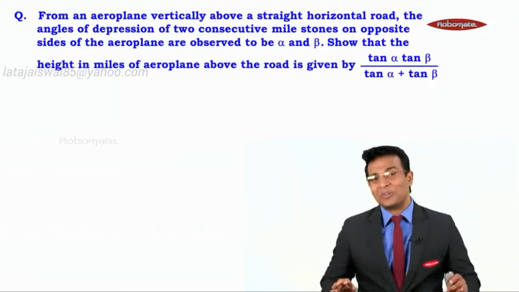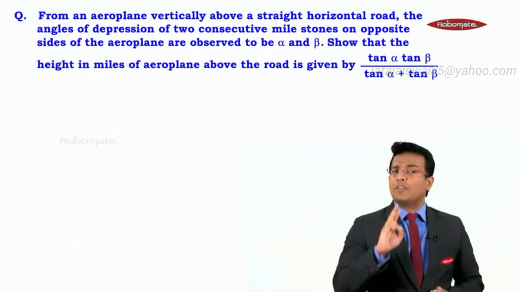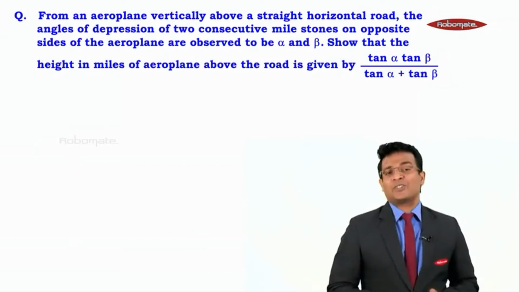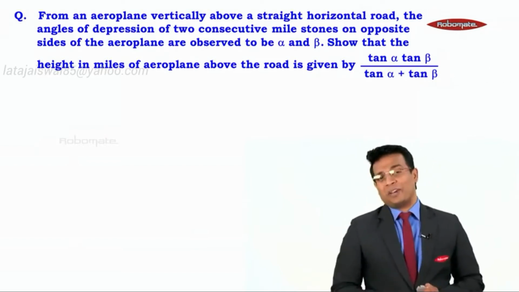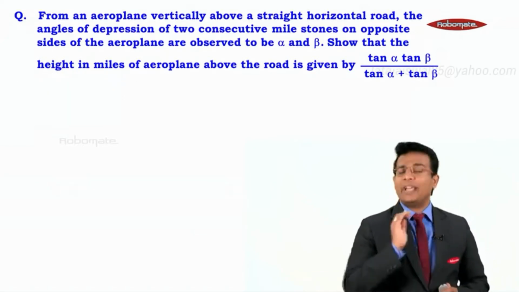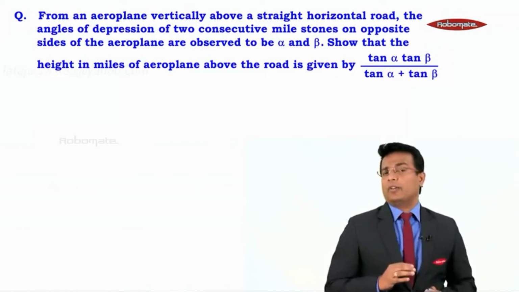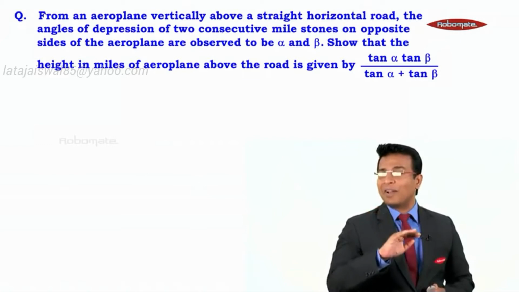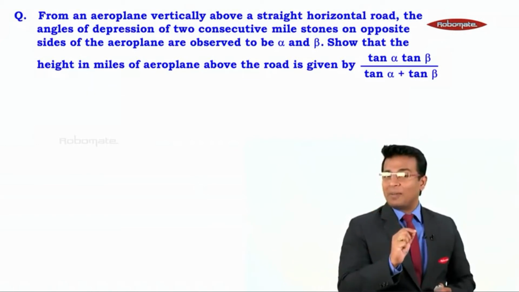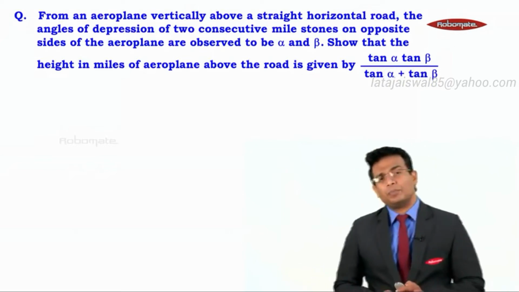So there's a straight horizontal road, an aeroplane. The angles of depression of two consecutive milestones on opposite side of the aeroplane are observed to be alpha and beta. Show that the height in miles of aeroplane above the road is given by tan alpha into tan beta upon tan alpha plus tan beta.